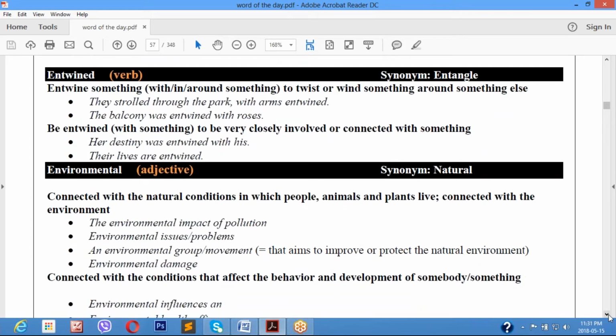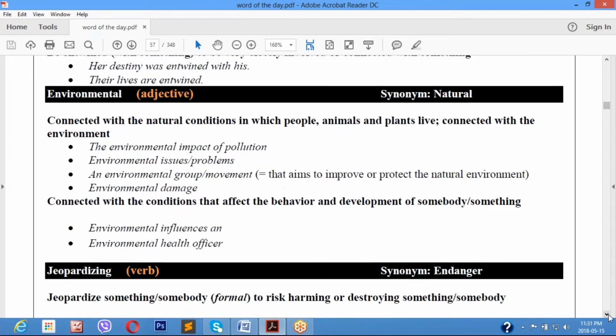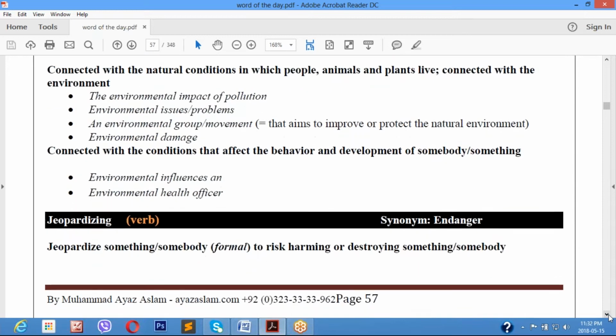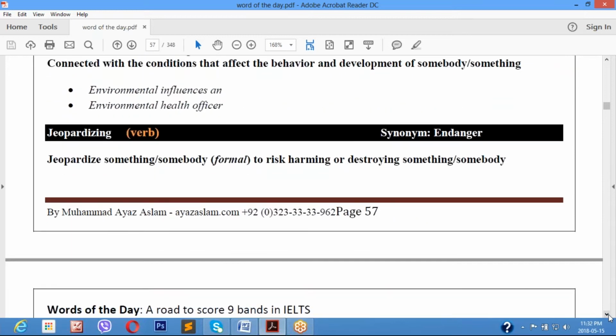Entwined. Entwined means जुड़ा हुआ किसी चीज का, entangled. जैसे you have watched the movie Tangled, so in the same way you can use the word entwined. After this, we have environmental, ecological, environmental. These are same words, but I have written only to memorize the spelling of this word.